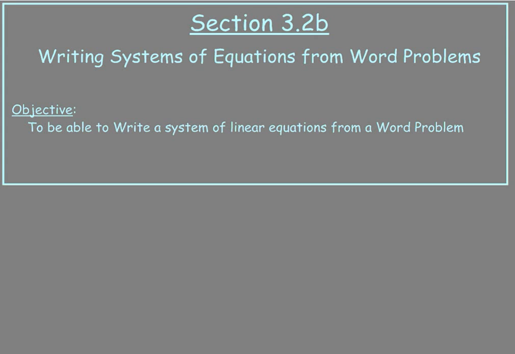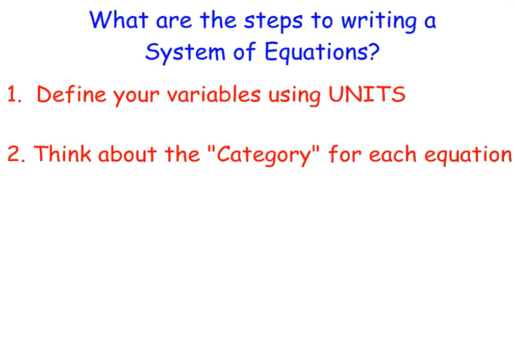Today we're going to look at section 3.2b, writing systems of equations from word problems. Our goal is to be able to write a system given a word problem and eventually be able to solve it. So what are the steps for writing a system of equations? The main thing is to define your variables, and the big key is to make sure you use correct units.